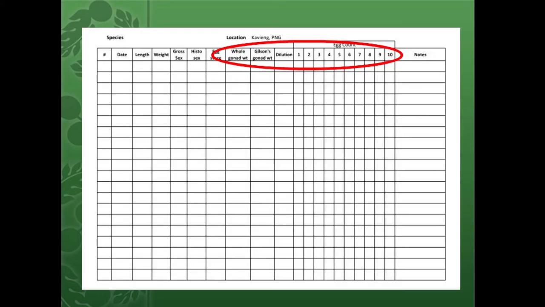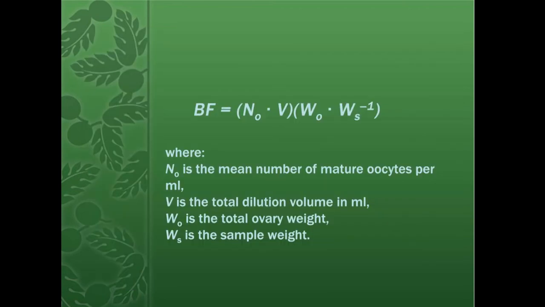Now we need to turn the data in those last 12 columns, plus the data in the whole gonad weight column, into batch fecundity estimates for each of those specimens. And we'll do that with this formula. First, we'll need to find out the average number of eggs obtained in those 1 milliliter samples that we got with the Stemple pipette, and we'll multiply that average by the dilution volume. Then we'll take that value and multiply it by a separate value, which is the weight of the total ovary divided by the weight of the subsample that you took.